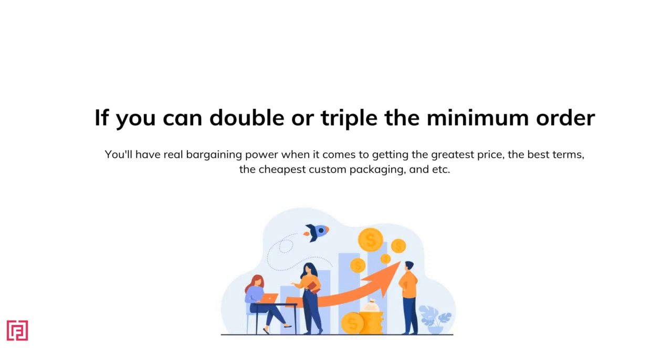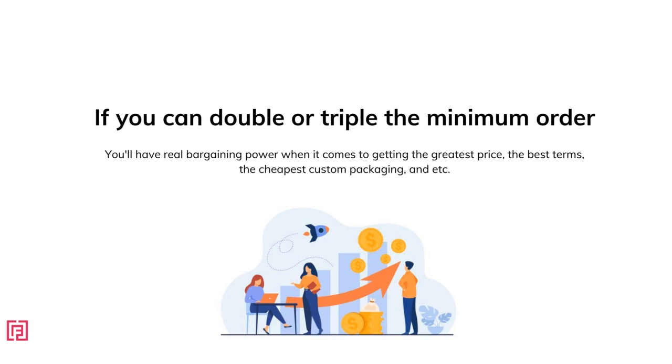However, if you can double or triple that minimum order, you'll have real bargaining power when it comes to getting the greatest price, the best terms, the cheapest custom packaging, and so forth. You don't have to spend your entire money on the costliest goods available. In fact, you should do the opposite.